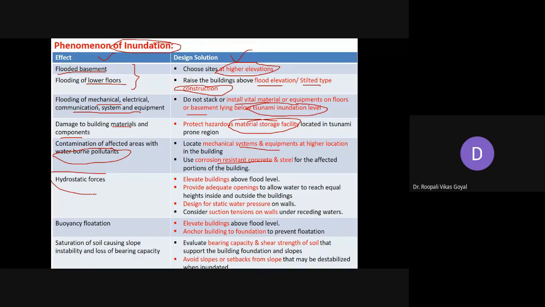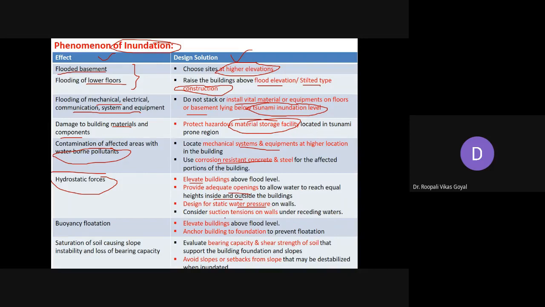If hydrostatic forces are coming, water is coming, the force of water is coming, so elevate the building above flood level, that is the obvious solution. Then provide adequate openings to allow the water to reach equal height inside and outside the building. Outside and inside, provide a little opening, so that can be maintained. Design for static water pressure on wall. Whatever pressure is coming, accordingly you have to design your wall. You know that this much lateral pressure is going to come, accordingly you have to design.